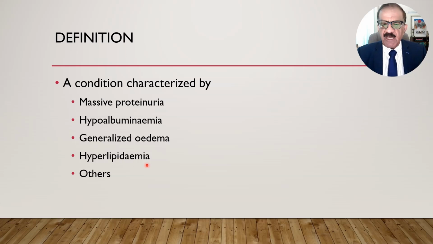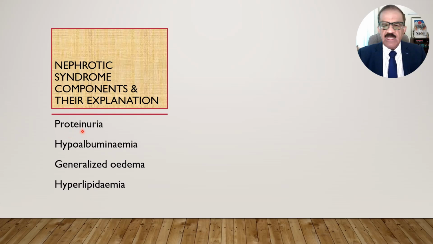So practically speaking, for the purpose of diagnosis, further investigation and treatment, anybody having a large amount of protein excreted in the urine should be provisionally labeled as a case of nephrotic syndrome. But as a student, if you're asked what is nephrotic syndrome, you have to tell all 4 components. All of them may or may not be present, but of course proteinuria will always be present. Now I'm going to discuss all of these in more detail. First of all, let's see proteinuria.